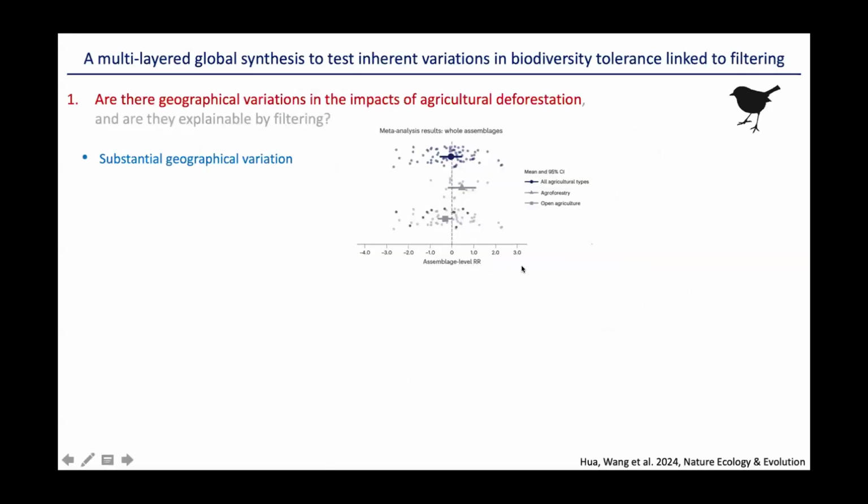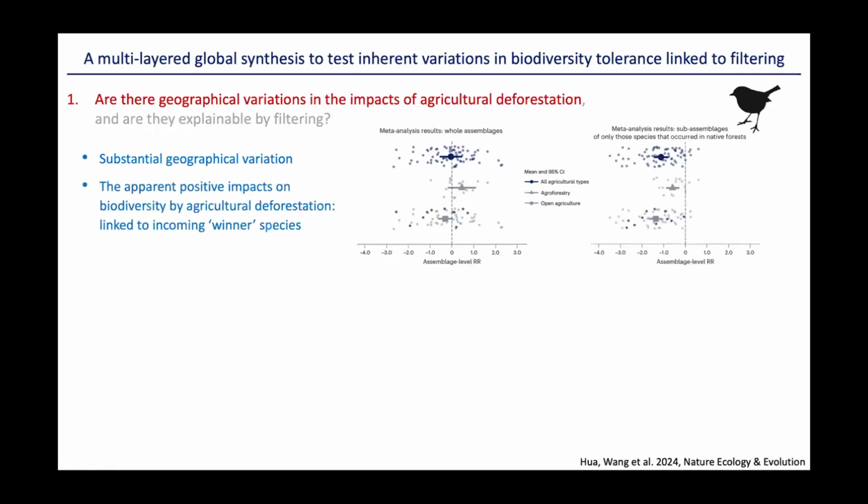So to answer the first question, we first did a simple meta-analysis, and the results show that indeed there's a fairly substantial geographical variation among assemblages, with each dot representing the result of an assemblage in terms of their response ratio. Values to the left of 0 would indicate negative impacts of agricultural deforestation, whereas those to the right would indicate positive impacts.